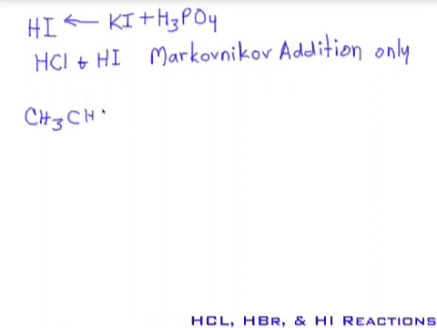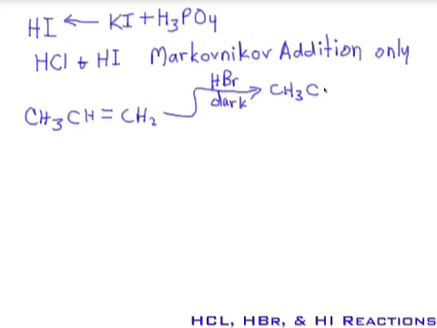If you have an asymmetric alkene, and you react it with HBr in the dark, you will get Markovnikov addition. Remember, Markovnikov addition puts the H on the carbon with the most hydrogen, so I'm going to get CH3 here. And the bromine will add to the other carbon.